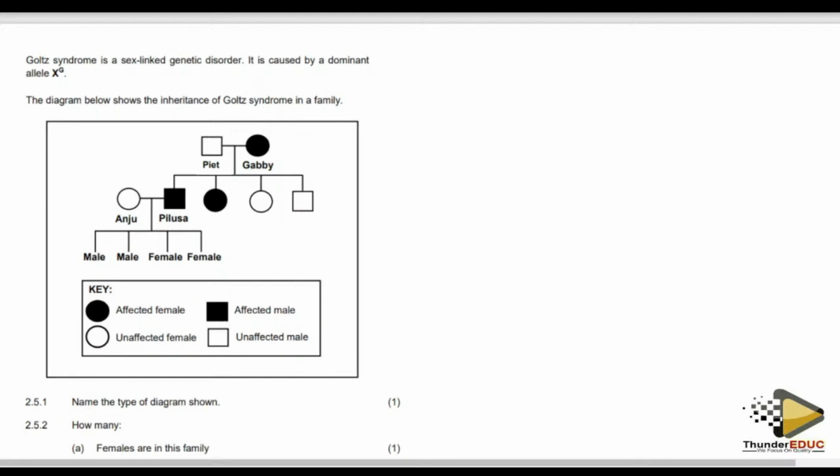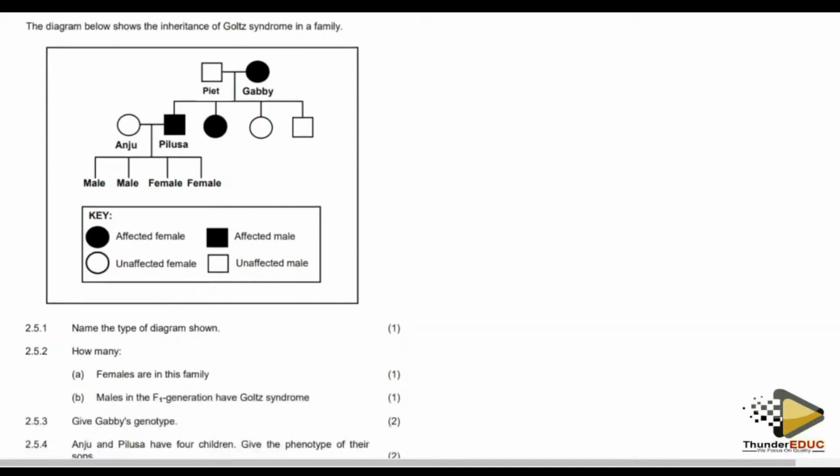It is caused by a dominant allele, you see? It's caused by a dominant allele on the X chromosome. This shows that this is sex-linked. I told you that you cannot use X and Y unless it's mentioned in the question. Or they're going to ask you, is it sex-linked or non-sex-linked? The diagram below shows the inheritance of this syndrome in the family.